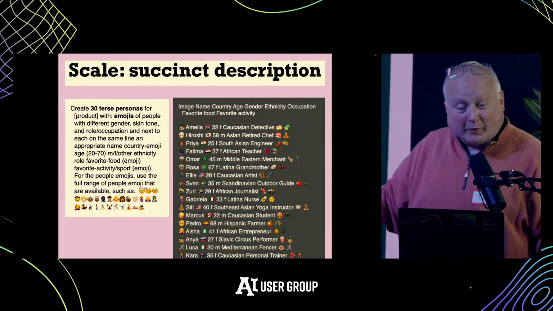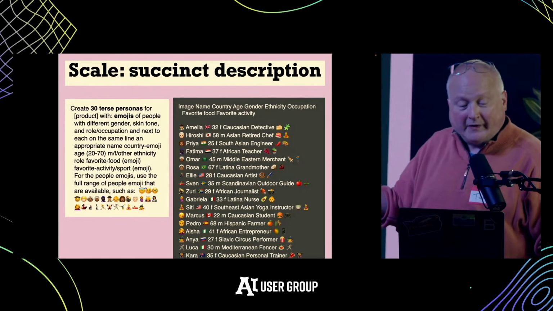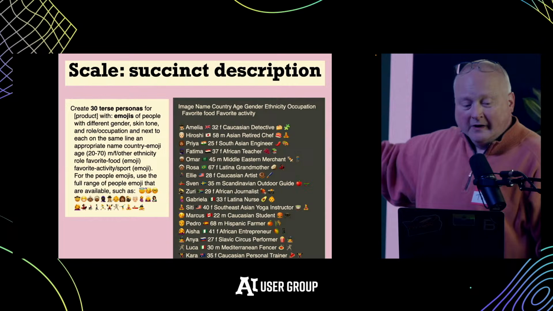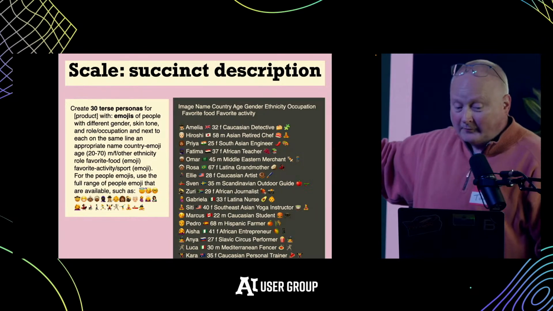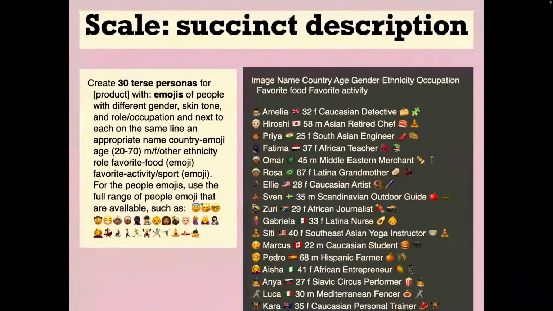Here's another way of approaching scale and a fun way of approaching the persona generation. This creates 30 terse personas. They're very condensed, and I used emojis to make it faster. So we're not actually going to need to generate pictures of these people because we have their emojis on the left. And you're able to represent quite a wide variety of people with emojis.